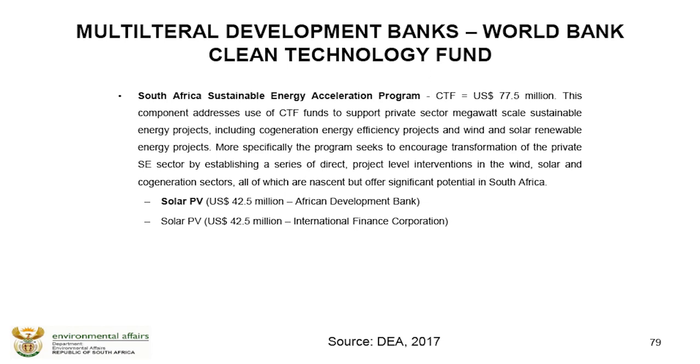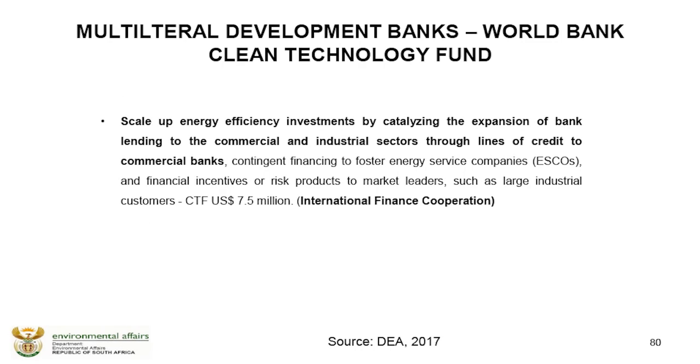There's also South Africa Sustainable Energy Acceleration Program, which the Climate Technology Fund has given 77.5 million US dollars, and things are happening there. Then under that Sustainable Energy Acceleration Program, solar PV received 42.5 million from African Development Bank. And also there's a solar PV that received 42.5 million from International Finance Corporation. So these are some of the funds that are being channeled to South Africa.